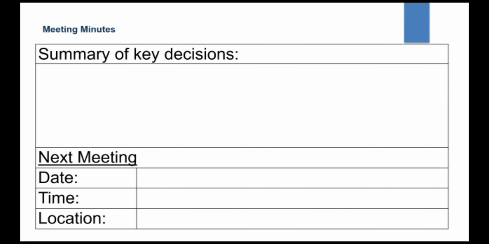And the last part of the meeting minutes template is the summary of key decisions and the next meeting date, time, and location. So the secretariat or the person assigned to take minutes during the meeting is responsible to make the summary of key decisions in every item that is being addressed during the meeting, as well as confirming the schedule as to date, time, and the location for the next meeting.